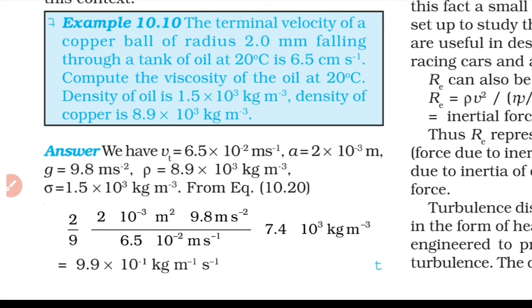So first of all, terminal velocity Vt is 6.5 centimeter per second. So we have to convert it into meter per second. So 6.5 into 10 raised to minus 2. And the radius is 2 millimeter. So a is equal to 2 into 10 raised to minus 3 meter. And the density of the oil, that is sigma, is 1.5 into 10 raised to 3 kilogram per meter cube, and rho is 8.9 into 10 cube. Now what we need to do is just use that equation for Vt, rearrange it to get eta, then substitute.